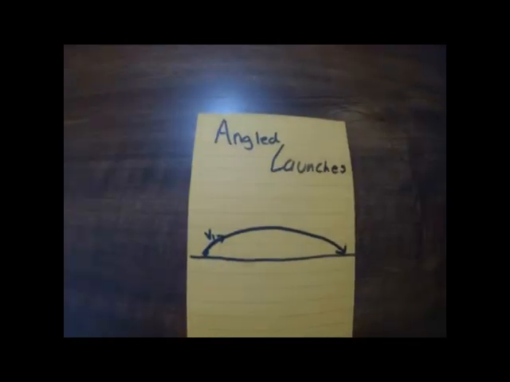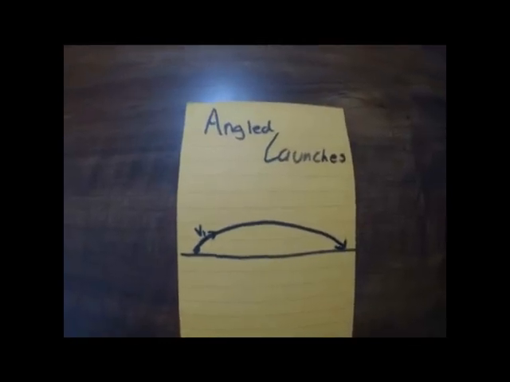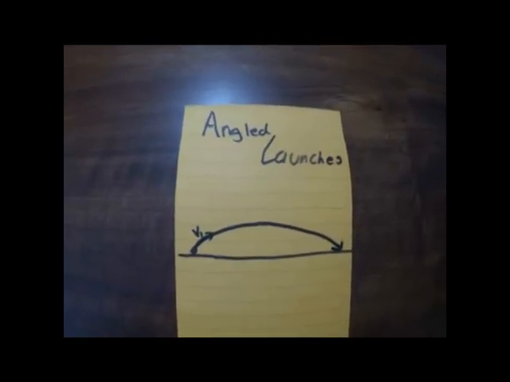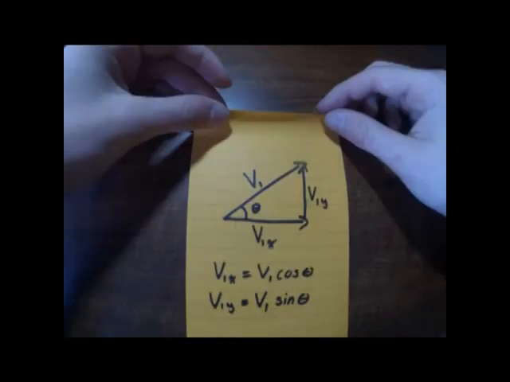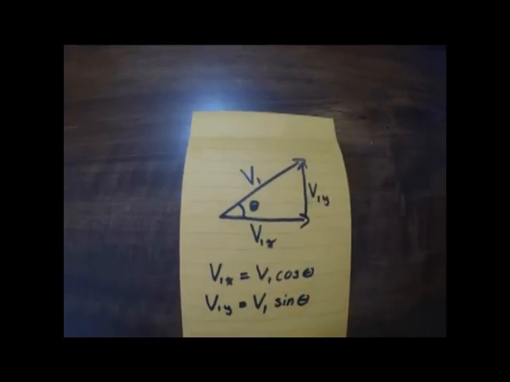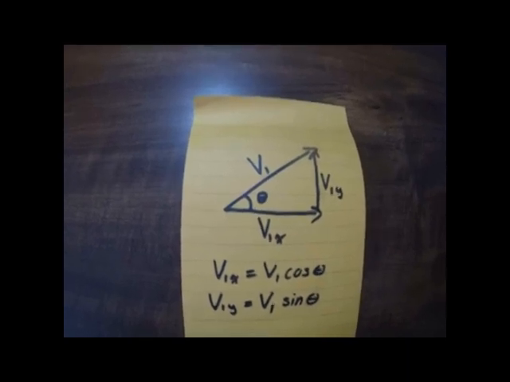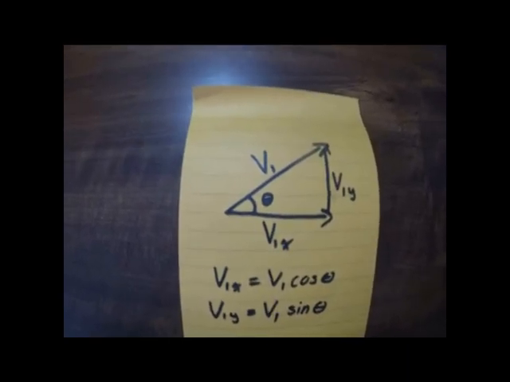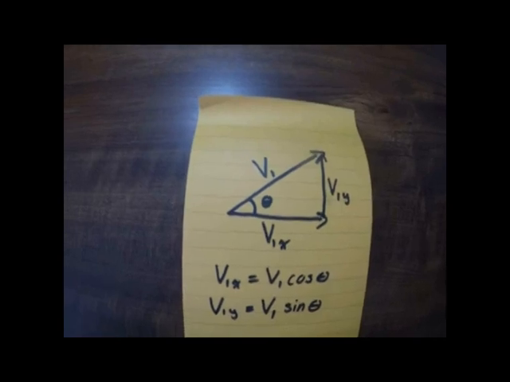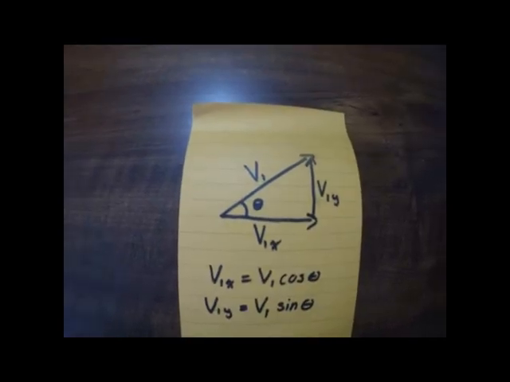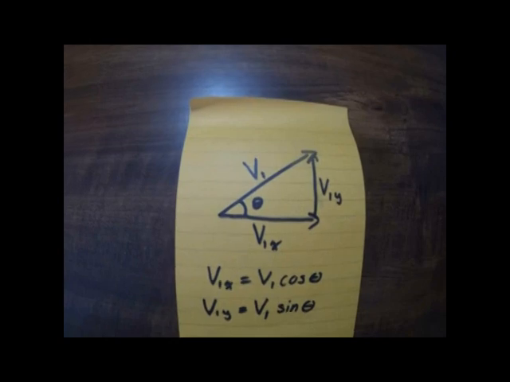Now let's move on to an angled launch. An angled launch will have an angled initial velocity v1, as you can see in the diagram there. If we take a closer look at this v1, we can find it very similar to the other v2 we just looked at. It has an x component and a y component, and they can both be calculated using trigonometry.